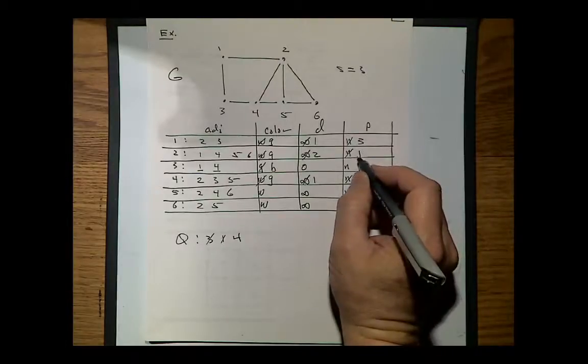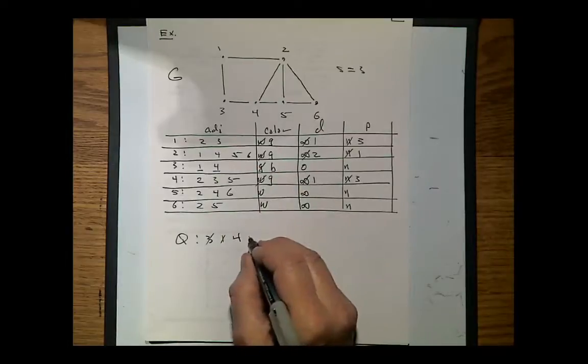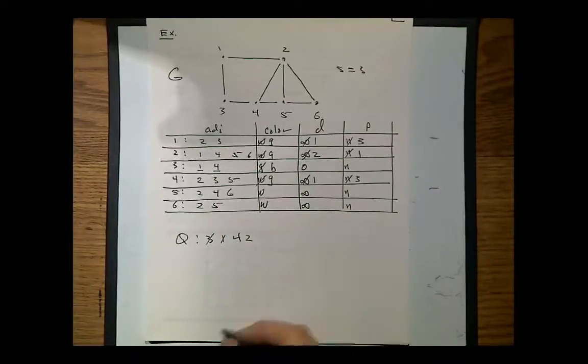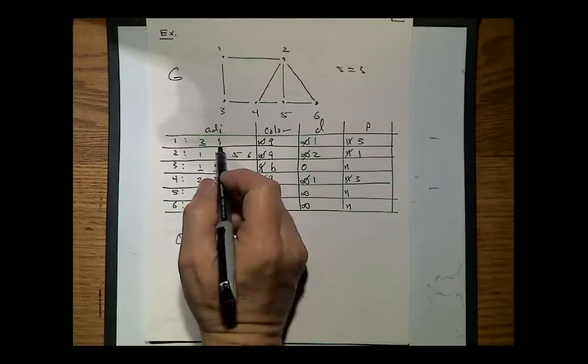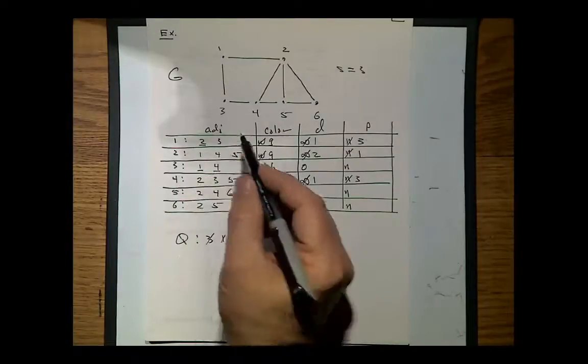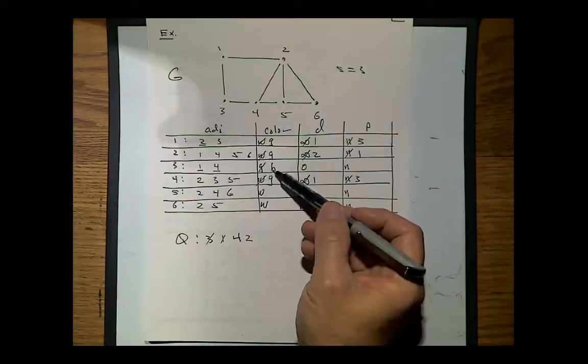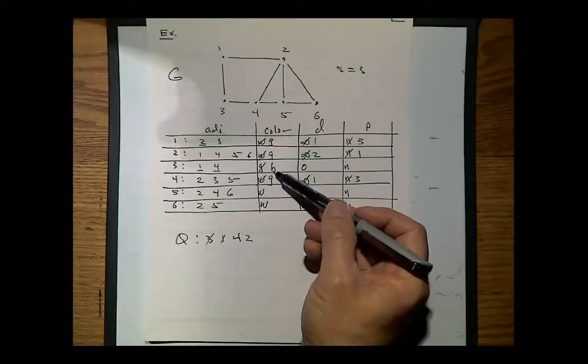And I enqueue the 2. Okay? That takes care of the 2. And now the 3. Well, has 3 been discovered? Yeah, 3 was already discovered. It's not white because it was the source, right?